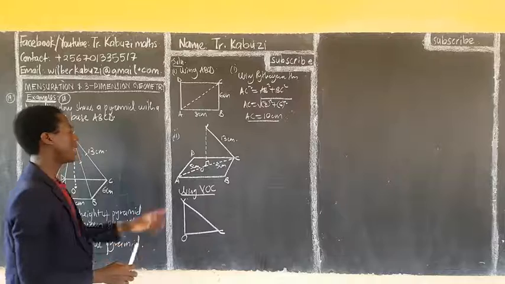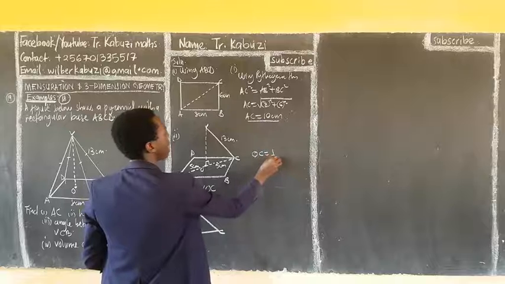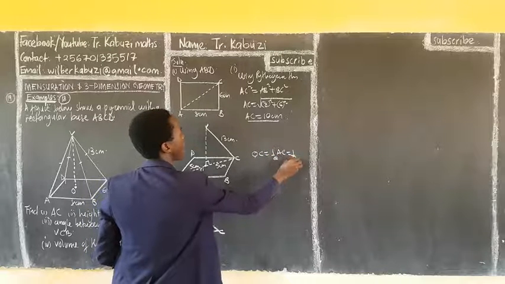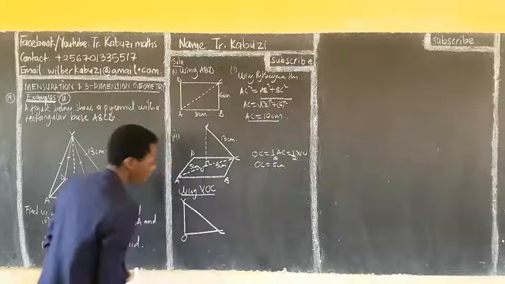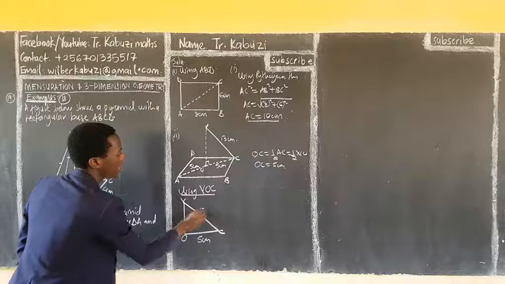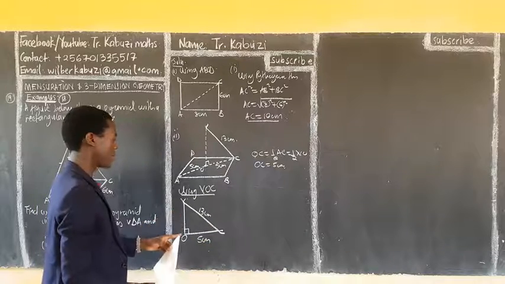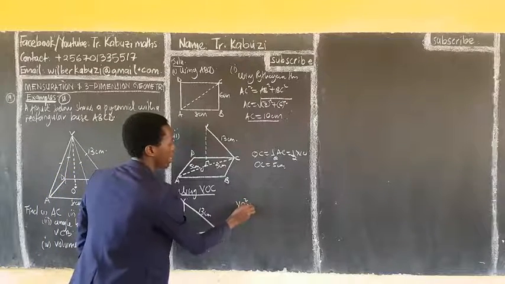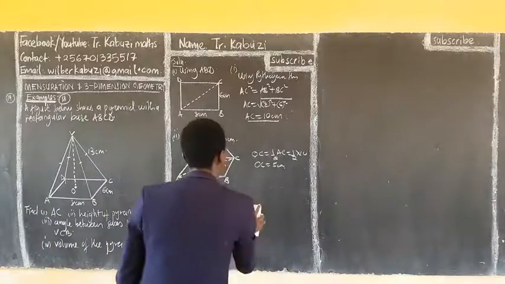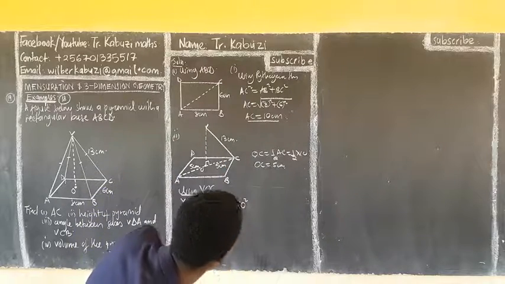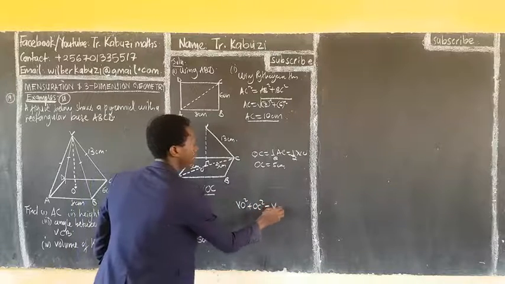So start now with OC. Of course I did it once, but you see that OC is half of AC, which is going to be half times 10, because AC is 10. So our OC is 5 centimeters. This is 13 centimeters. Now I want to get this VO. So VO squared plus OC squared is going to be VC squared.